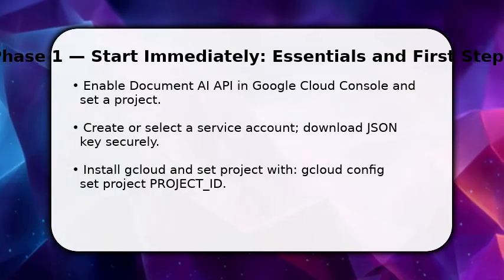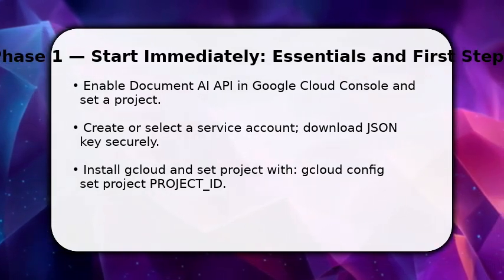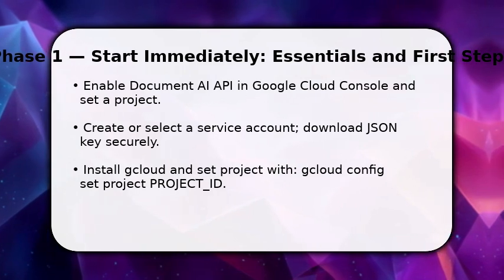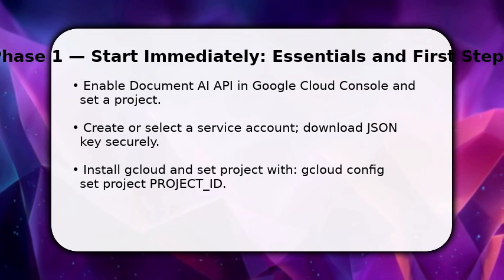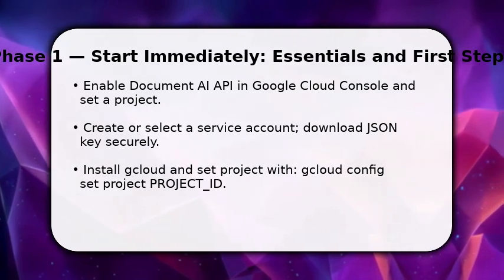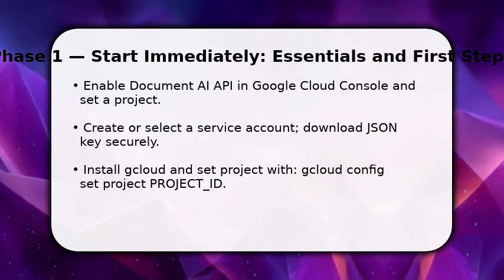You begin by enabling the Document AI API and assigning a project. This gives you the backend. Create a service account and download its JSON key so tools can authenticate. Install gcloud and run gcloud config set project ID to point local tools to your project.